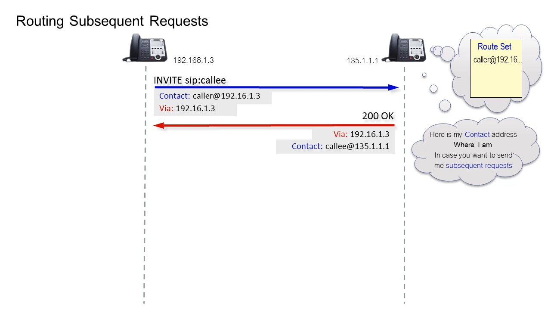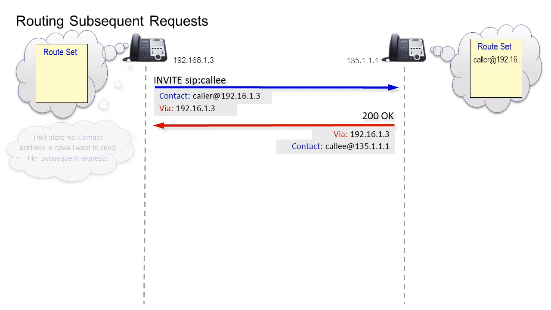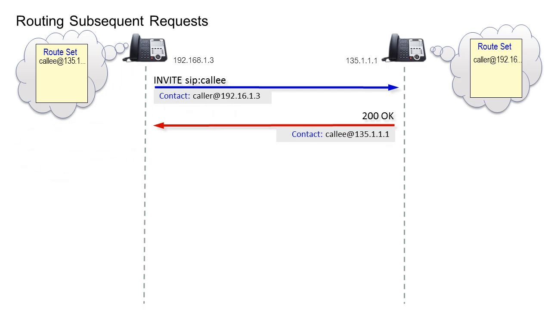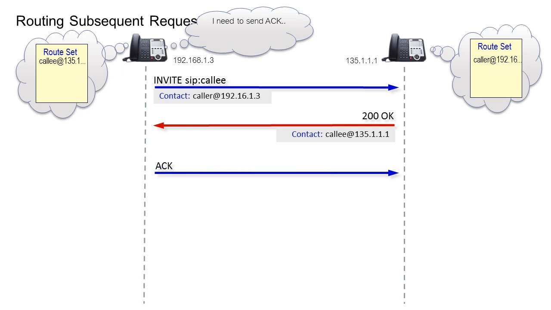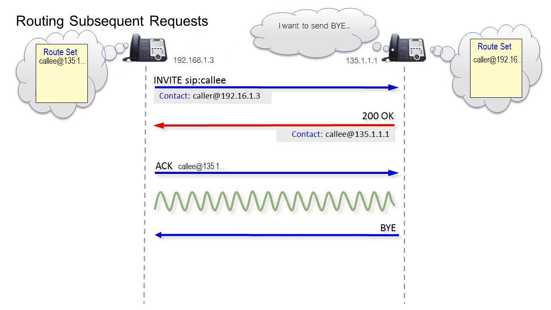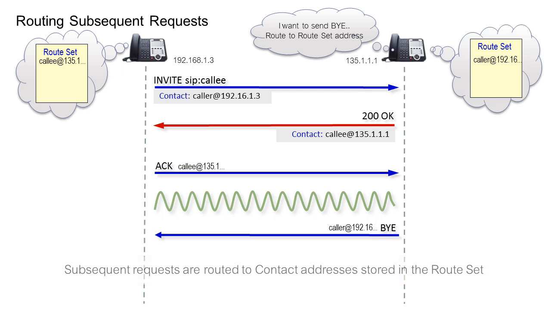On the other side, now it's the turn of the upstream user agent client to form a route set and store in it the contact address of the callee. Then, with both route sets populated with the other guy's contact address, when either user agent needs to send a subsequent request, like the ACK for example, it's routed to the address stored in the route set. Perhaps later, after the call's established, the callee might want to send the BYE, where to the address stored in his route set. Subsequent requests are routed to contact addresses stored in route sets.